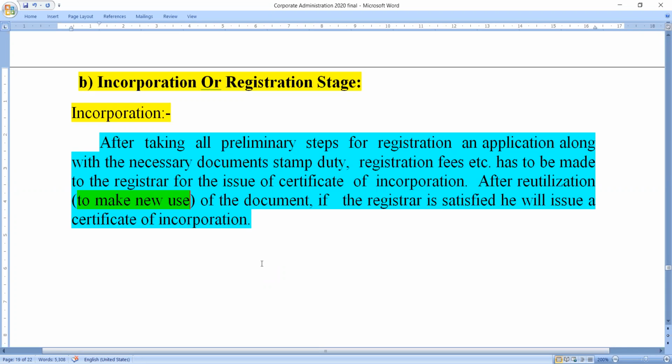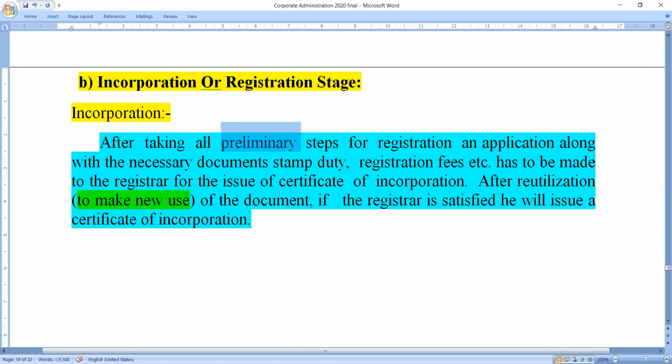Incorporation is the second stage. After the promotion stage, it will start after completing the preliminary steps. Preliminary is nothing but the primary stages.